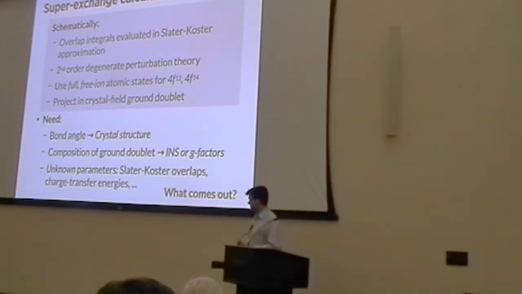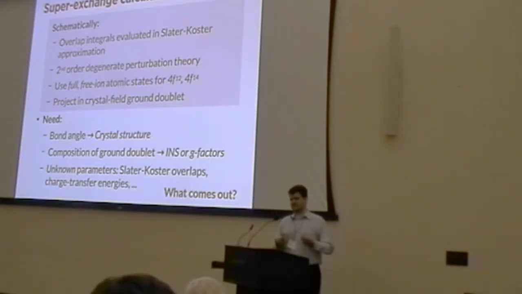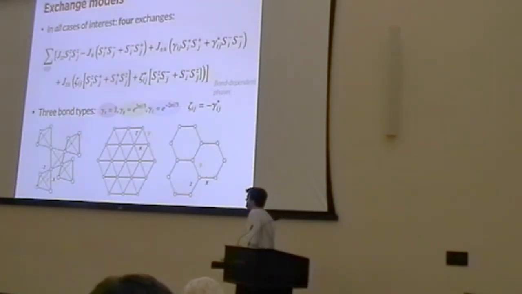You need to know what you're projecting into, what this crystal field ground state is. So this, again, is material dependent. And then you need to know a bunch of these theoretical factors: what are these overlaps, what are these exact free ion parameters? So what comes out? A model that looks like this.